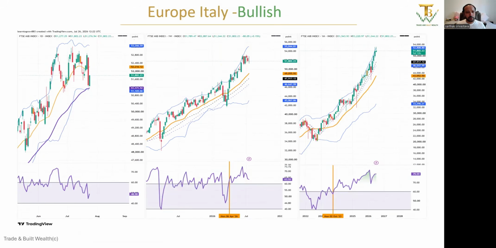Okay, Italy one is also similar to the previous one. It's also at the window level. The daily is at the window support and it is taking support over there. Weekly is consolidating. Monthly is also at all-time high, but there is a divergence on monthly as well.